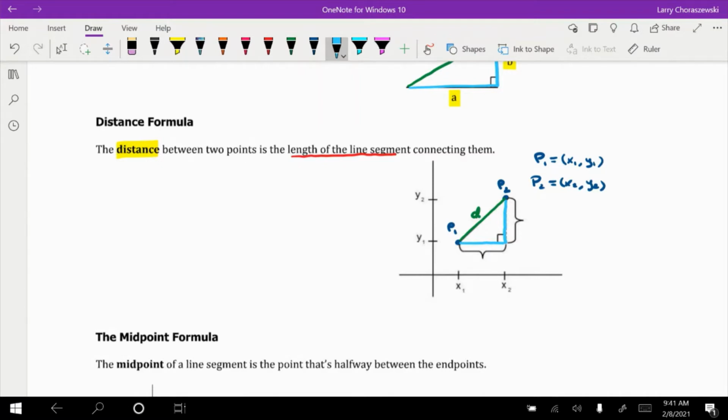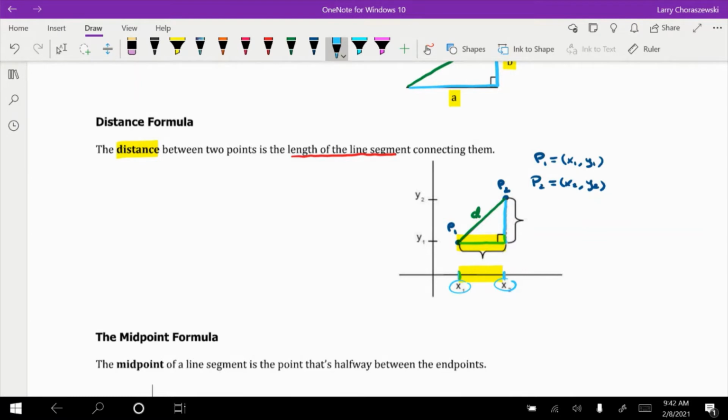Let's look at the x coordinates first. The first x coordinate that's on the x-axis is x1, the second is x2. The distance separating, or this chunk of the x-axis between x1 and x2, has the same length as this leg of the right triangle. Now the key to figuring out an expression that gives us the length of this chunk of the x-axis is to subtract the x-coordinates.